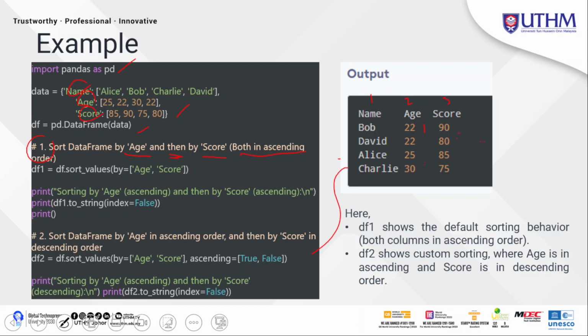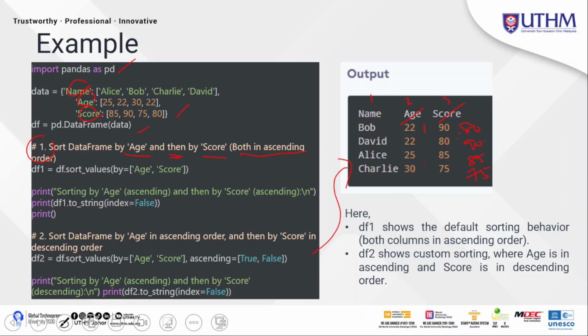So the answer for number 2. Generally, it will show the answer. The 80 will go above, which means score will also be in ascending order. The answer will be like 22, 22. So this one will be 80, this one 90, this one 85, and this one 75, because your first column to be sorted is age. After that, only the score will be sorted.